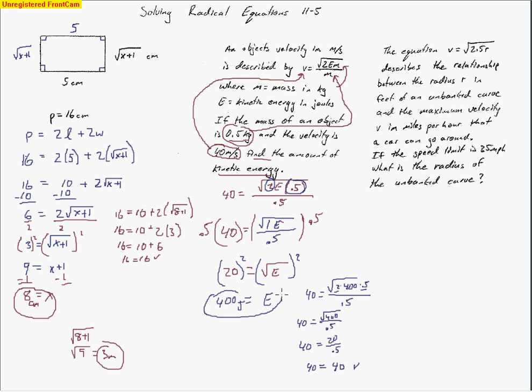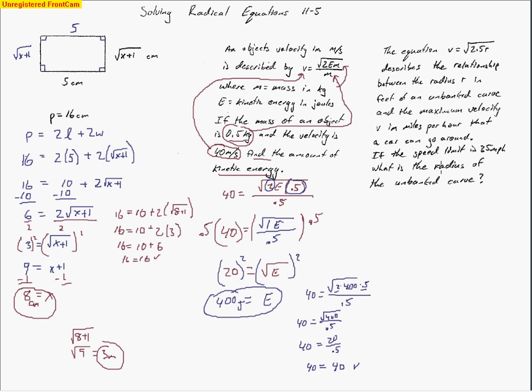Well, looking at our last problem here, it talks about the equation v equals the square root of 2.5 times r, where this describes the relationship between the radius in feet of an unbanked curve and the maximum velocity, v in miles per hour, that a car can go around the curve. So if the speed limit is 35 miles an hour, what is the radius of the unbanked curve?